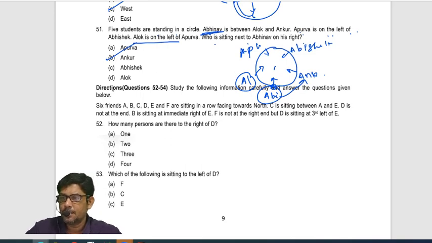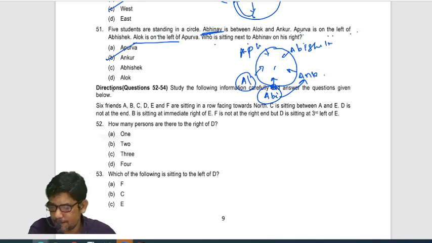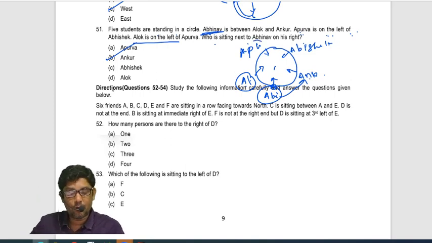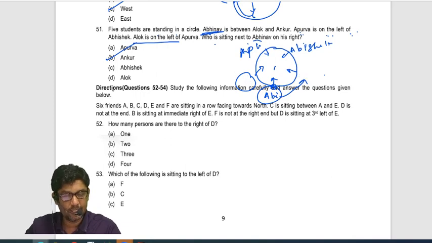What Badmananjali, she says it is Alok is on. Wait, I think I have done some mistake then. Let me check it. What is it? Abhinav between Alok and Ankur. Okay, let me take like this. Now, Apurva is on the left of Abhishek. Okay. Now, in this arrangement, sorry, Apurva now coming right. So, this arrangement itself wrong. So, I need to take like this.